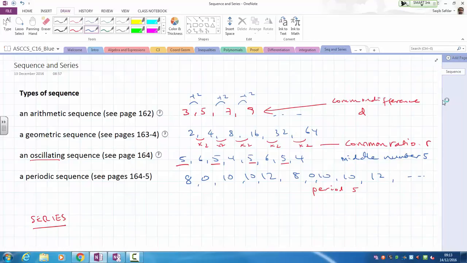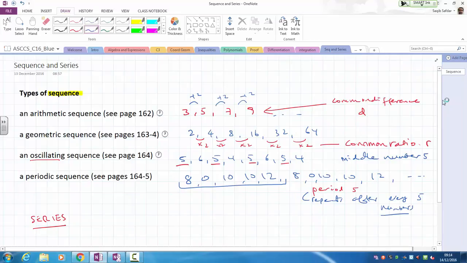Now, let's get definitions correct. These are sequences. In between them we have commas. What do you mean by period 5? Right, so what I said is, after every 5 numbers, 1, 2, 3, 4, 5, the sequence repeats itself. So therefore it has a period of 5. It means it repeats after every 5 numbers. That's what we mean.